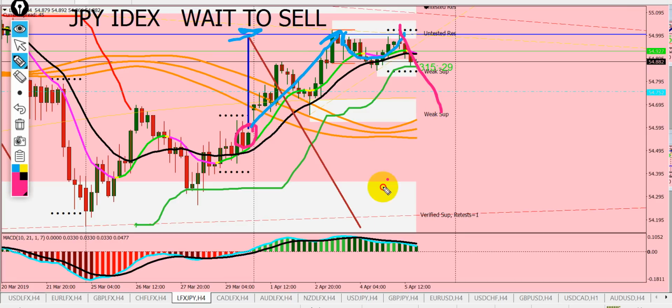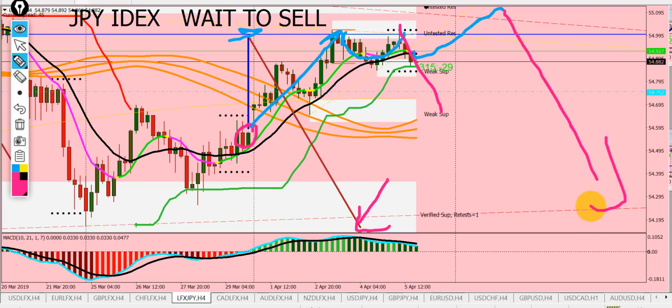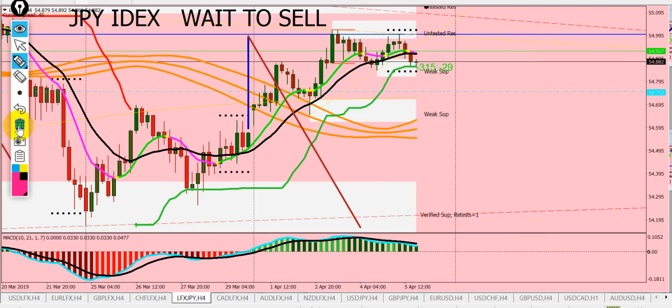Also the MACD here is giving you a sell signal. We may go back up one more time, like that, then come down, or we just come down. It depends on the news, but either way we're only looking for the sell. All the JPY pairs, we're going to be looking for the sell, either from this price or from a higher price.